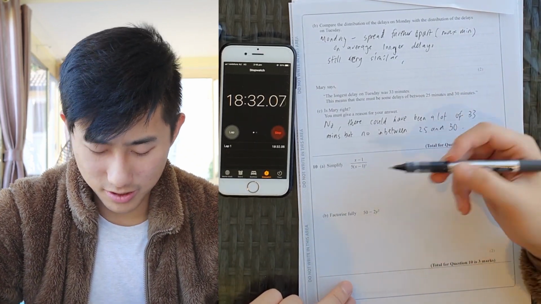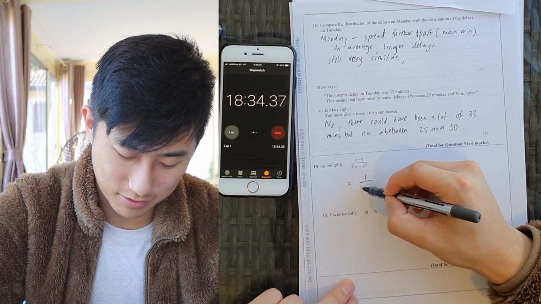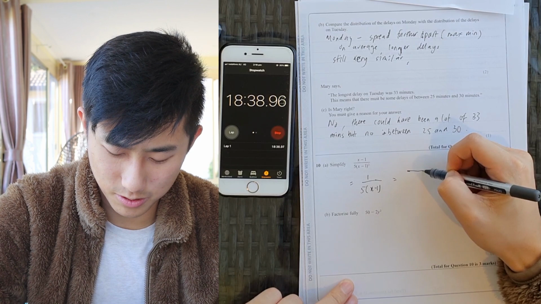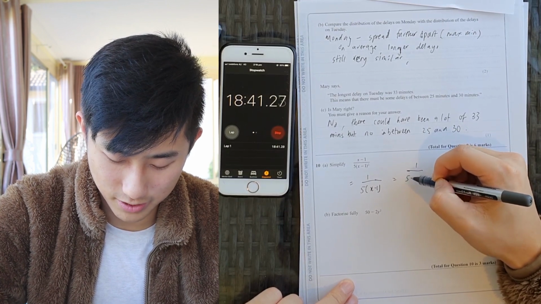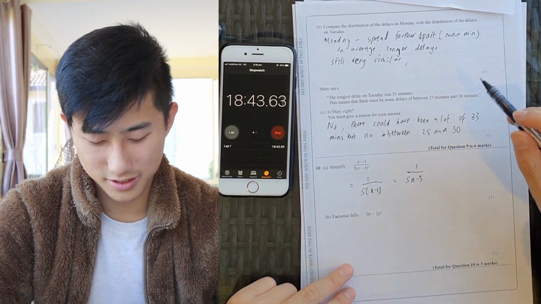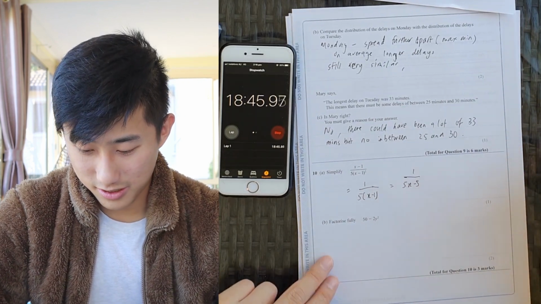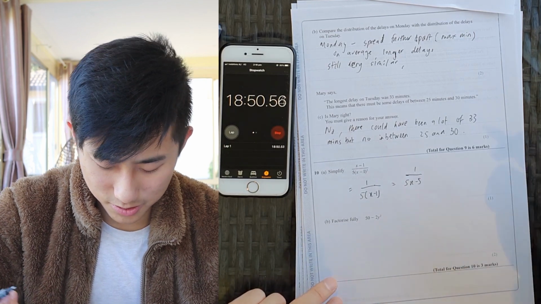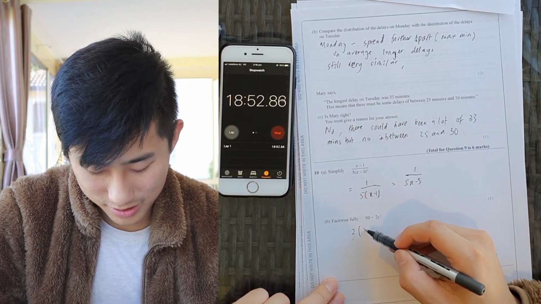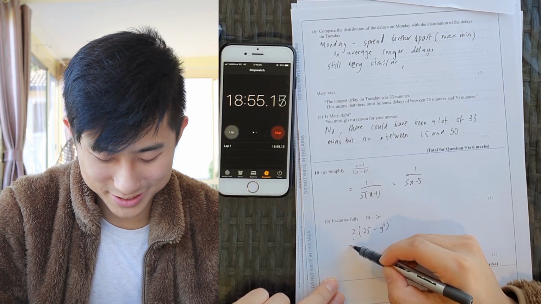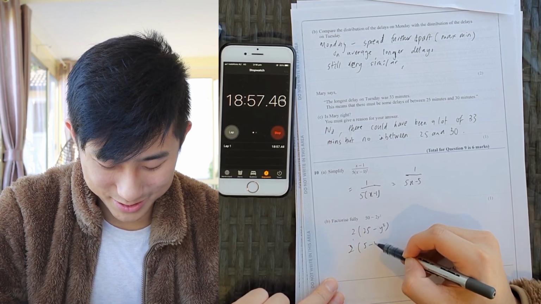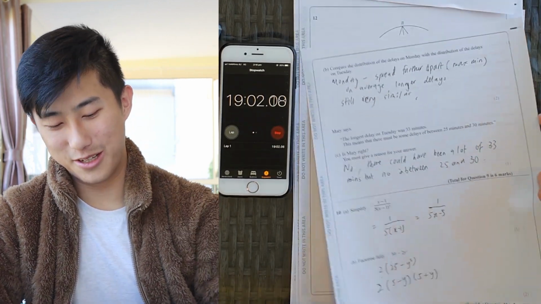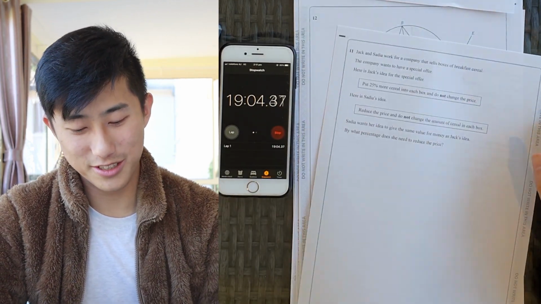Simplify x minus 1 over, so it's just 1 over 5 x minus 1, I don't know if it wants me to expand. 1 over 5 x minus 5. Yeah, okay. Factorize fully 50 minus 2y squared. Oh, okay, so 2 times 25 minus y squared, 2 times 5 minus y, 5 plus y. Yeah, this isn't as hard as I expected it would be.